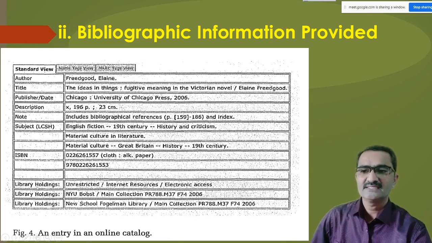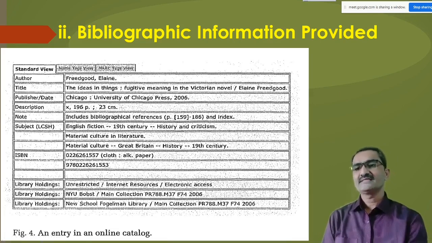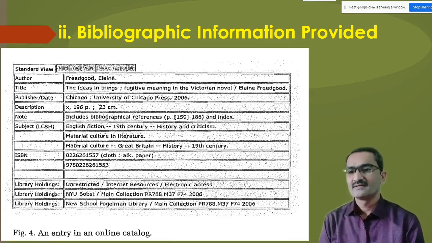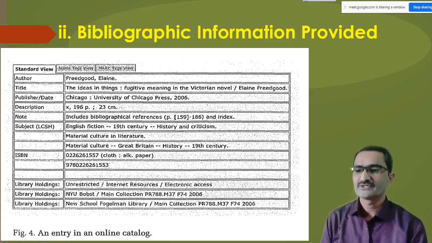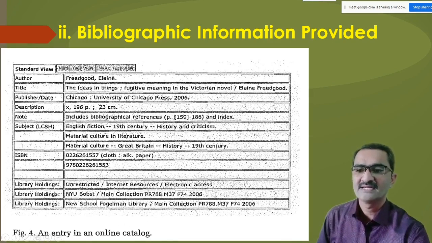Library holdings: unrestricted or internet resources or electronic access. What kind of access is available? Students can physically take that book or students can take it online. So all these things are mentioned there. Then second thing, where it is located, and library holdings: New School Fogelman Library, meaning in which library or central part of that library that is located.